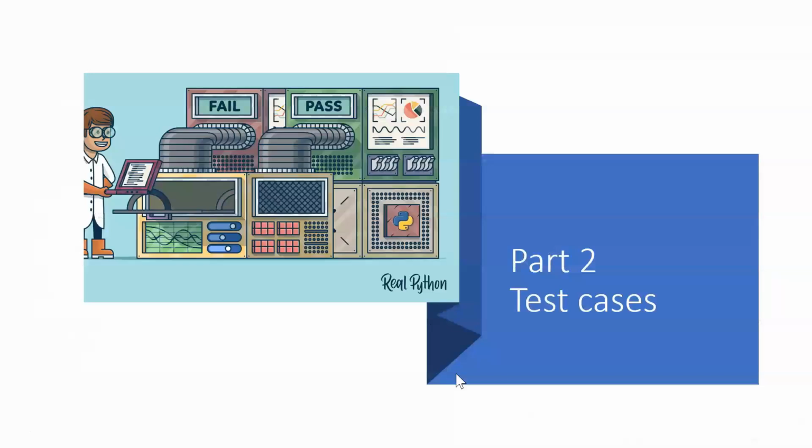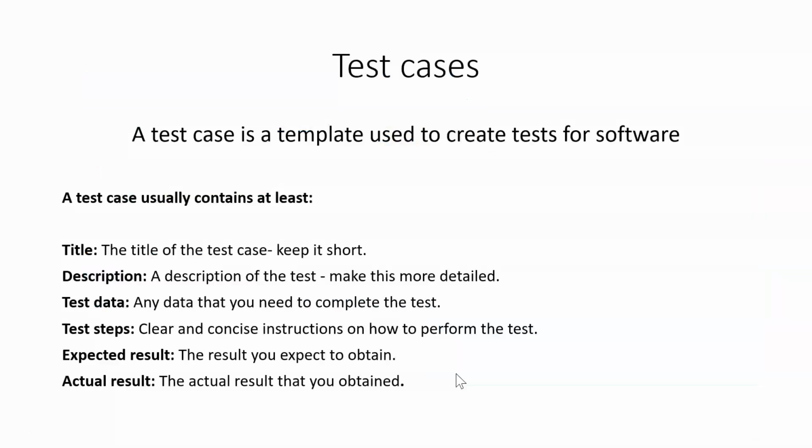So how do we actually test our software? This is a template that we're going to use to create tests for our software. A test usually contains at least a title, a description, test data, test steps, expected results, and actual results.